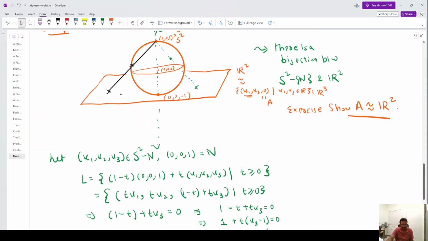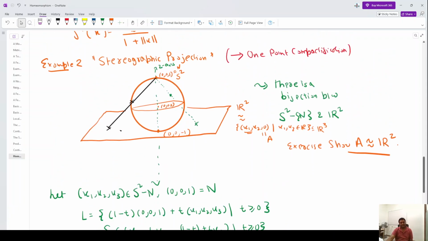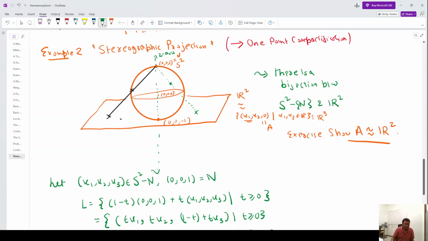Okay, good. Now, let us have that picture again, because we need it. Now we want to construct a map from R2 to S2. So what will we begin with? We will begin with a point here, x1, x2, 0. And then we will consider this line segment and see where it is intersecting, right? That's precisely the point I want.